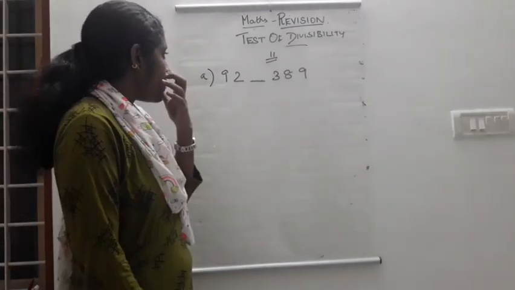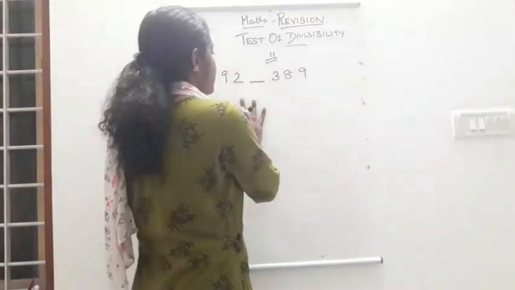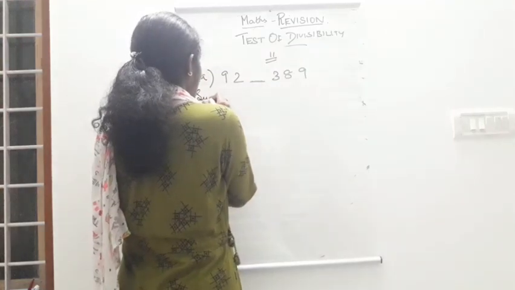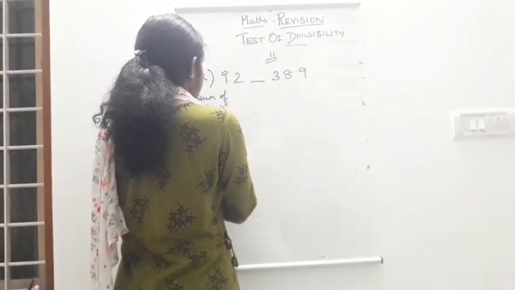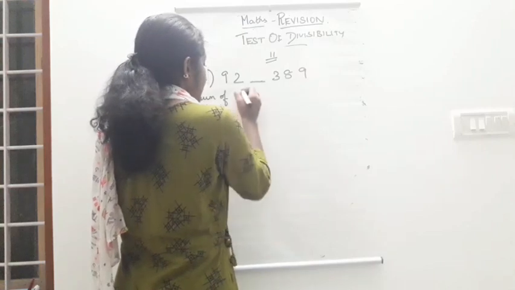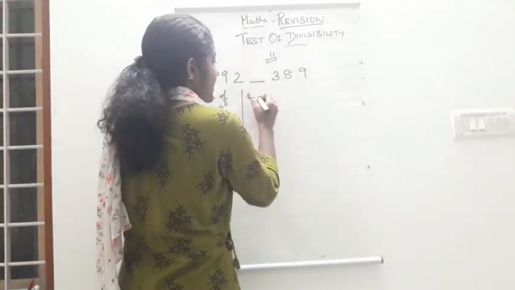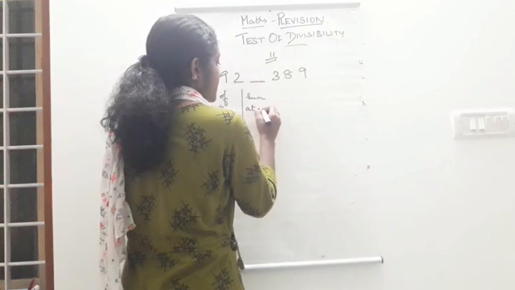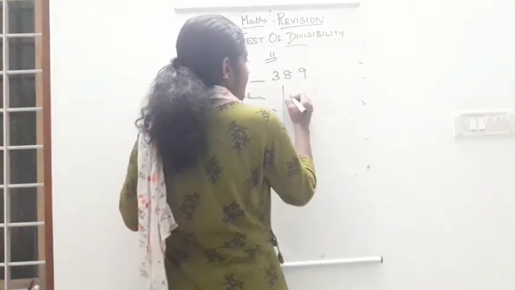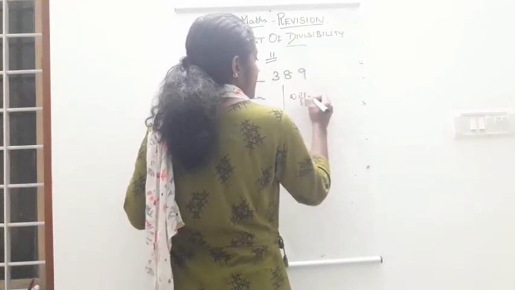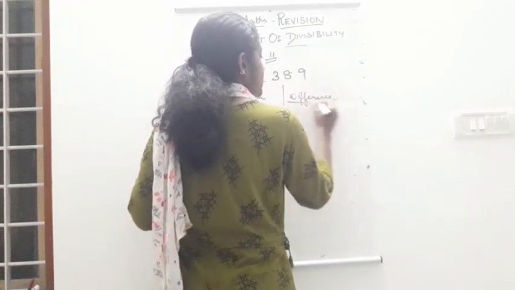What you have to do first is find the sum of digits at odd place. Then find the sum of digits at even place. Then you have to take the difference. Okay.